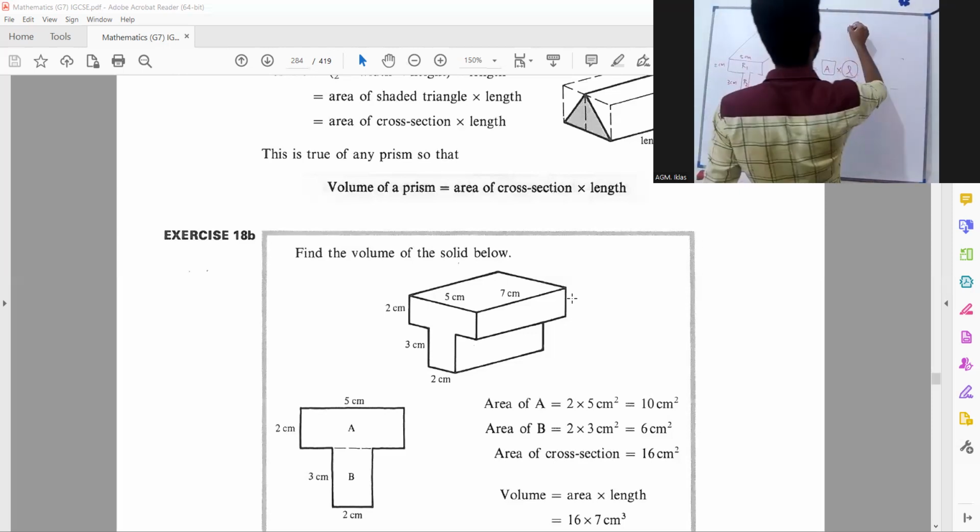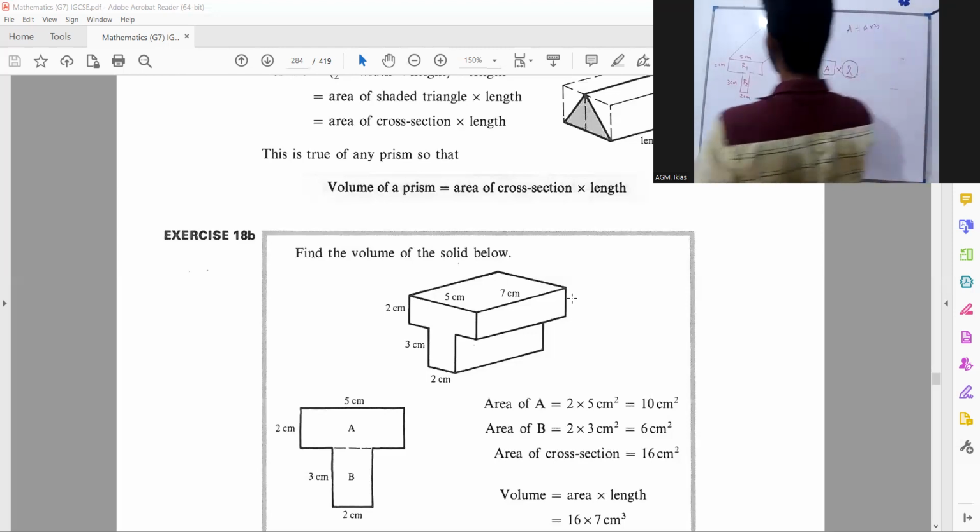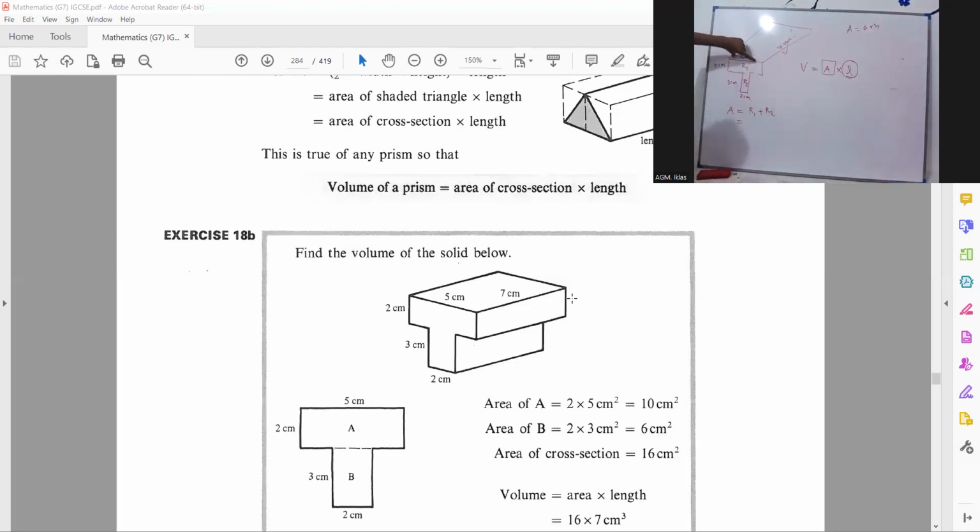A is equal to length into breadth. So, here, 2 into 5, plus R2 is equal to 3 into 2. This is length and this is width. Everything is given in centimeter, so finally we put centimeter. 2 into 5, 10, plus 3 into 2, 6 centimeter. So that is 16 centimeter.